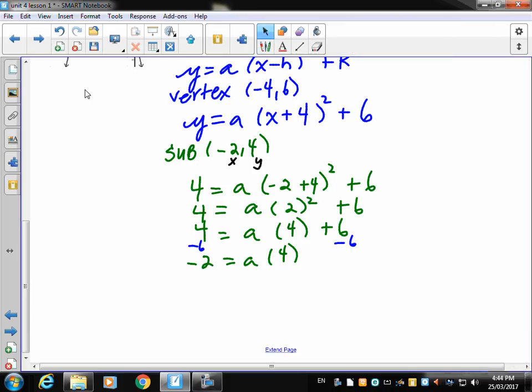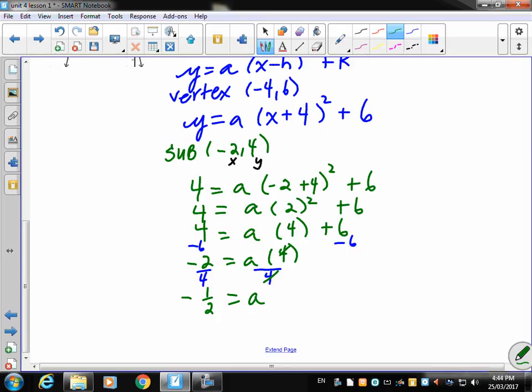To get A by itself, I want to get rid of multiply by 4. So I'm going to divide both sides by 4. Final answer, A equals, because those 4's disappear, A equals negative 2 over 4, or negative a half, or negative 0.5 if you have to. Okay, time to practice.